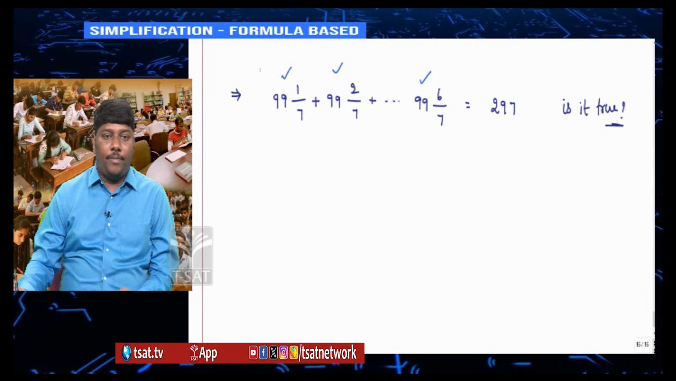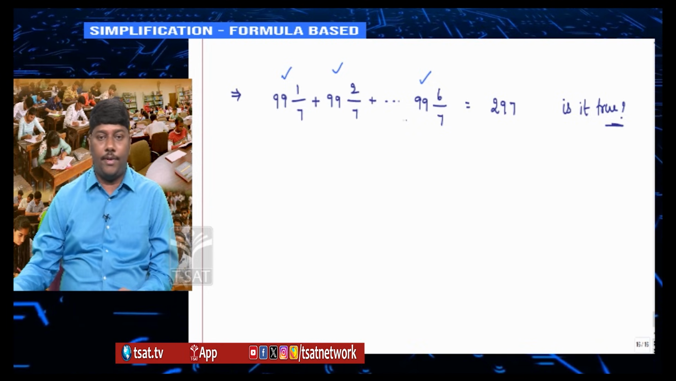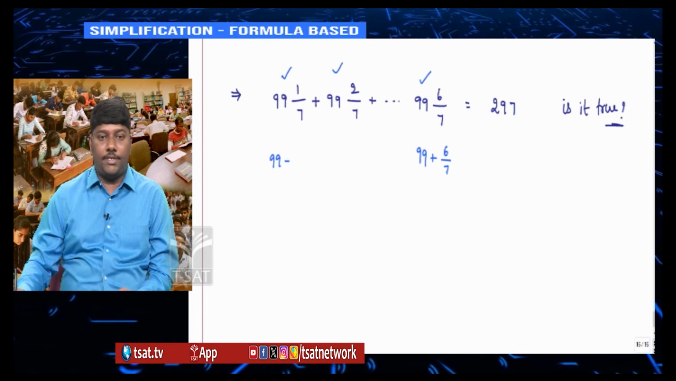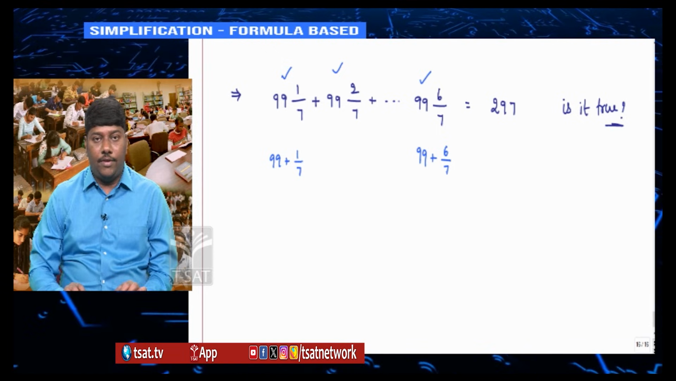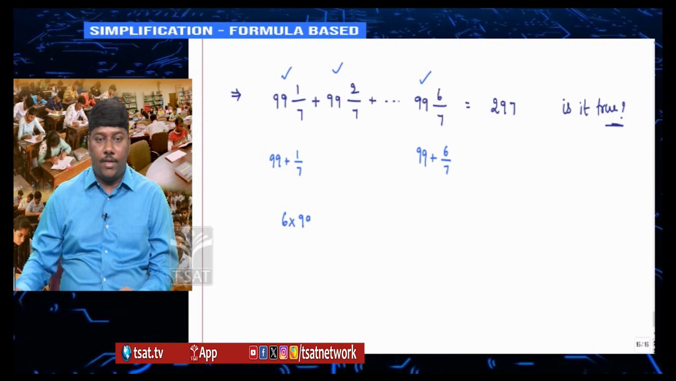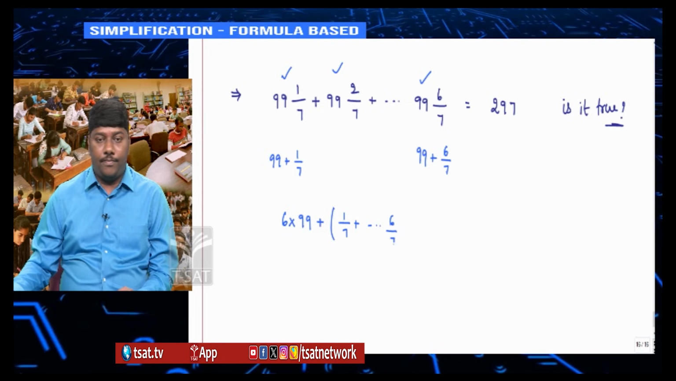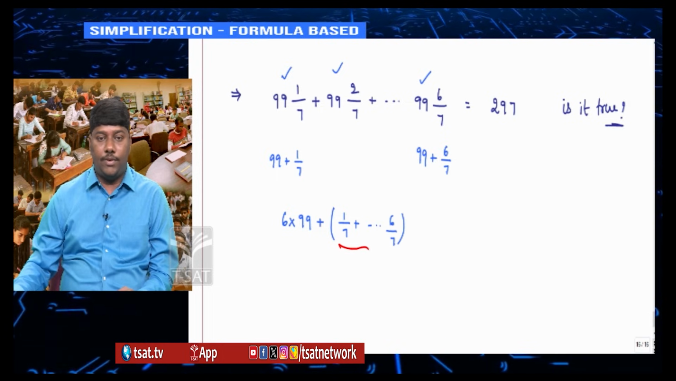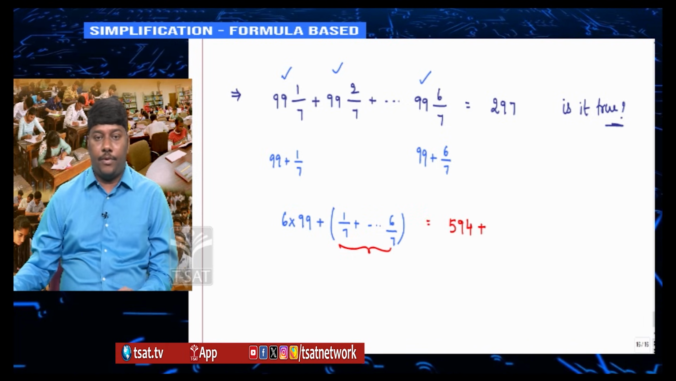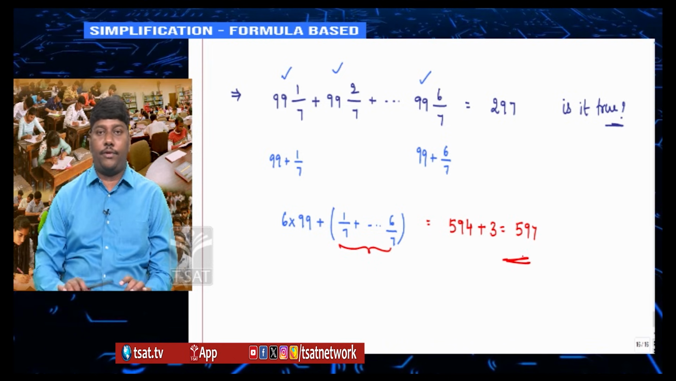But see, you cannot common 99 here. So here each term can be written as 99 plus 1 by 7, 99 plus 2 by 7, 99 plus 6 by 7. You can write it as 99 plus 6 by 7, this 99 plus 1 by 7. Therefore, if you take out 99 out, there are 6 99s. Therefore, write down 6 into 99. Then after write 1 by 7 plus 2 by 7 and so on to 6 by 7. We know this fraction sum is 3 because it is 21 by 7. This is 594 plus 3. Answer is 597. This is how you have to simplify it.